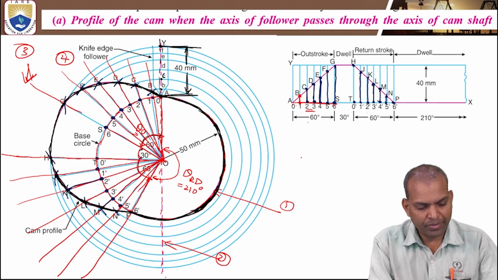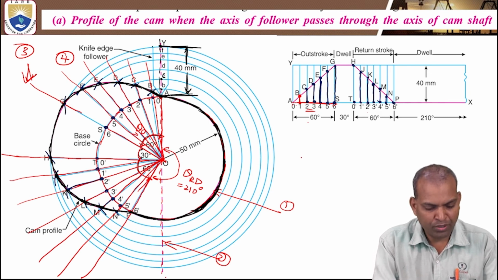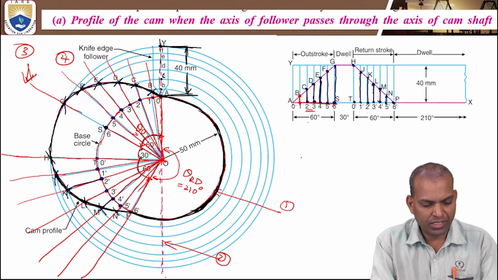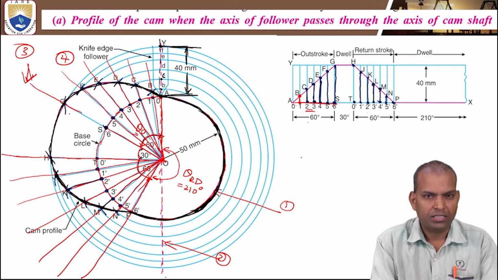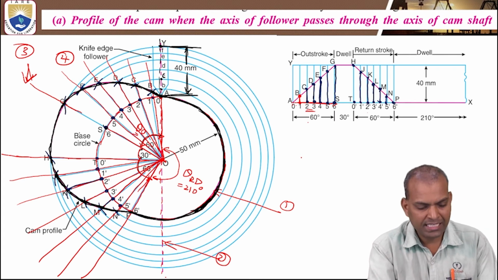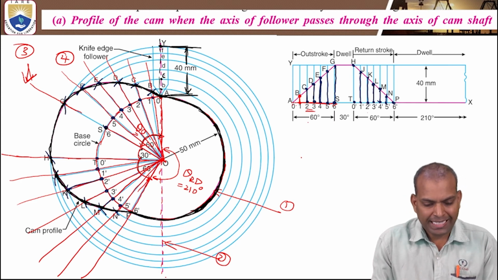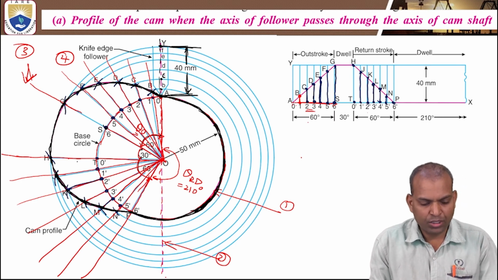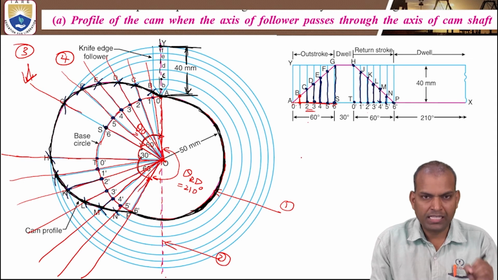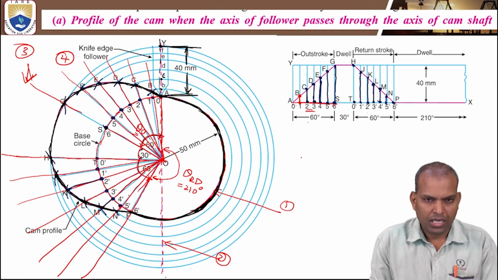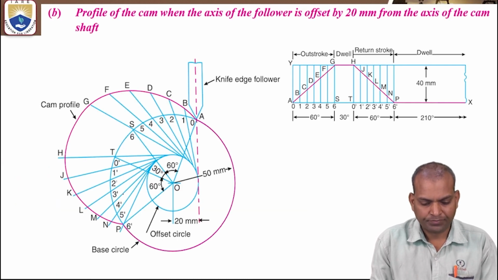What is the maximum radius? The minimum radius is 50 millimeter. The maximum radius is 50 plus the lift, 50 plus 40. That is 90 millimeter. 9 centimeter is the maximum radius. So this is the case. This is a profile of the cam when the axis of the follower is passing through the center of the cam. Now another case study.